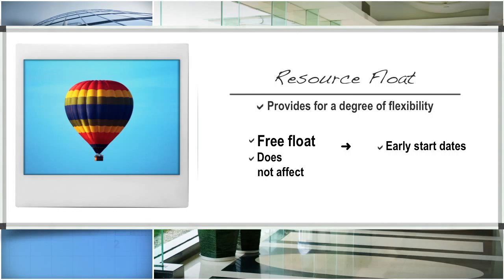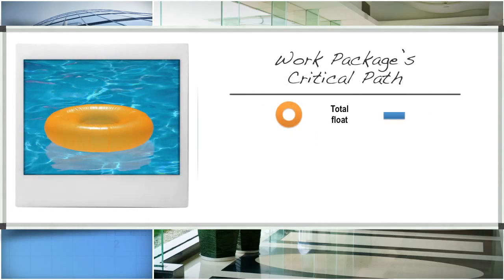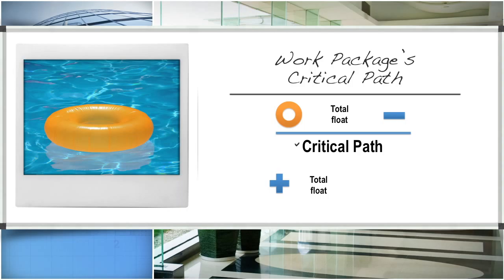Work packages with either a zero or negative total float are considered to be on the critical path of the project. In other words, if you would add up the total float for the critical path of a project, it would equate to zero. The critical path represents the longest duration of combined tasks to meet the project requirements.